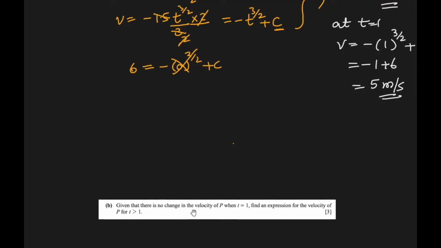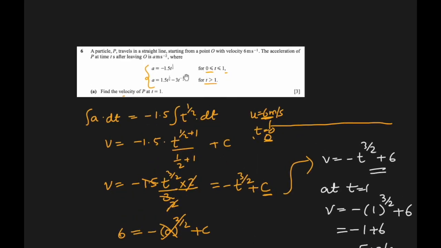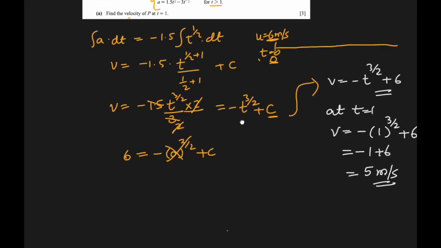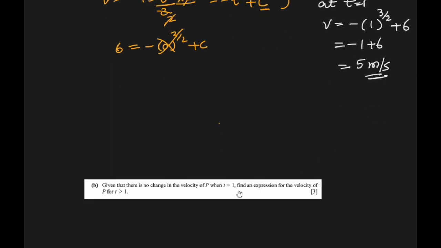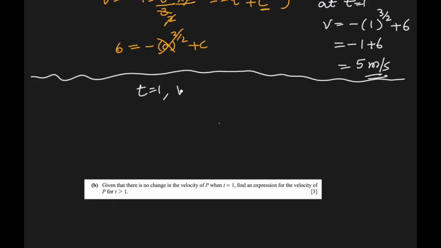Given that there is no change in velocity of P when t is equal to 1, that means whatever is the speed with this particular equation, the same remains in the second part also at t equal to 1. After that it may change, but at t equal to 1 it is still 5 meters per second. That's what it says. Find an expression for the velocity for t greater than 1. So let's use this, which will be useful: at t equal to 1, velocity is 5 meters per second. And again we have to find the expression for velocity from acceleration.